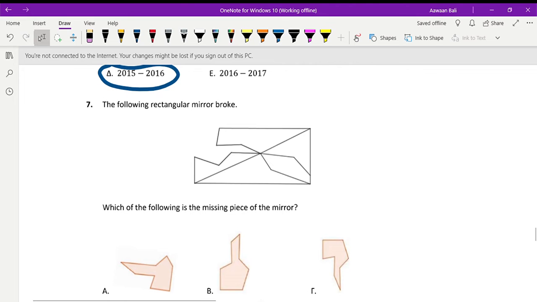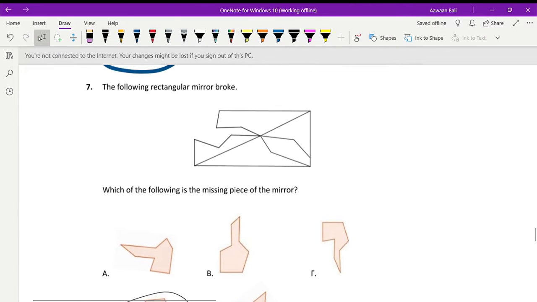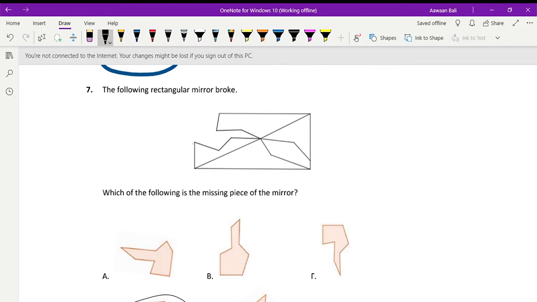The following rectangular mirror broke. Which of the following is a missing piece of the mirror? It's easy. You can basically just imagine that by just drawing the missing corner again.